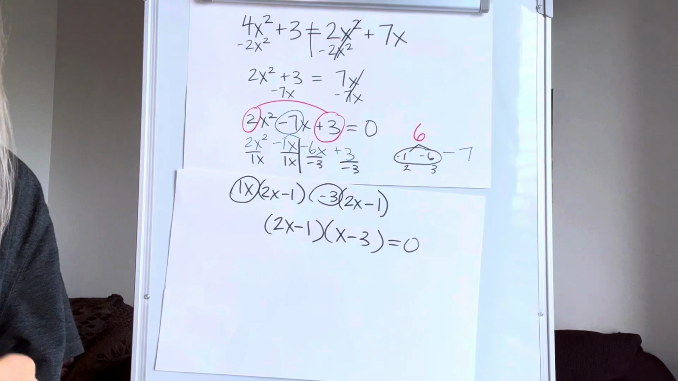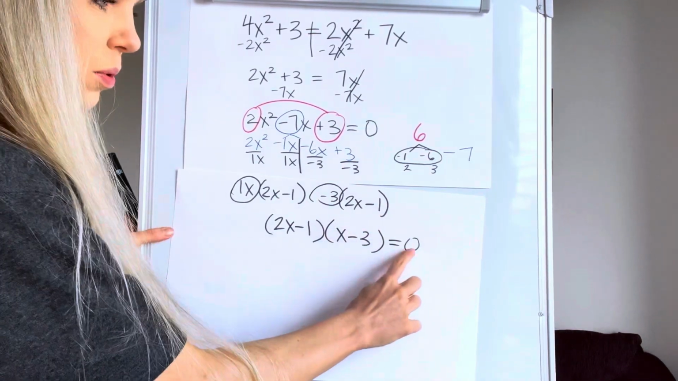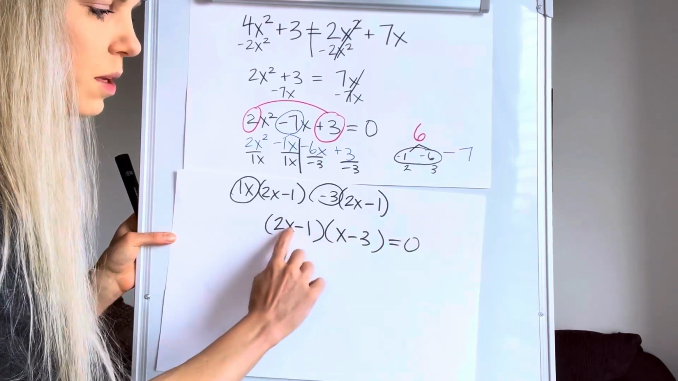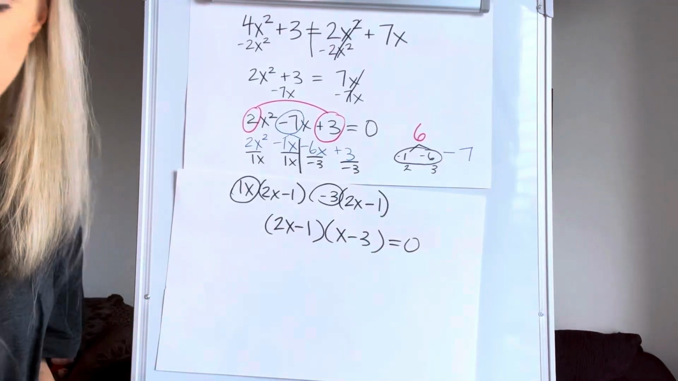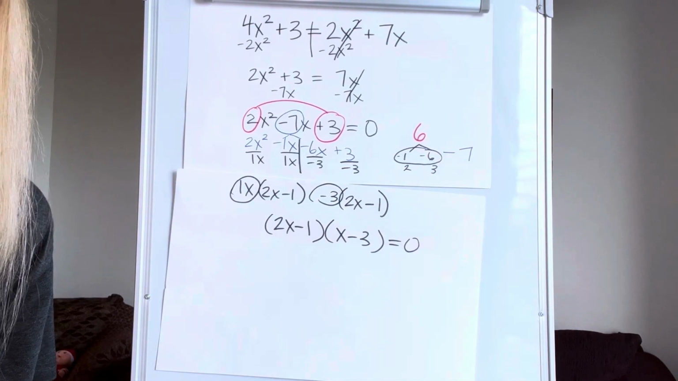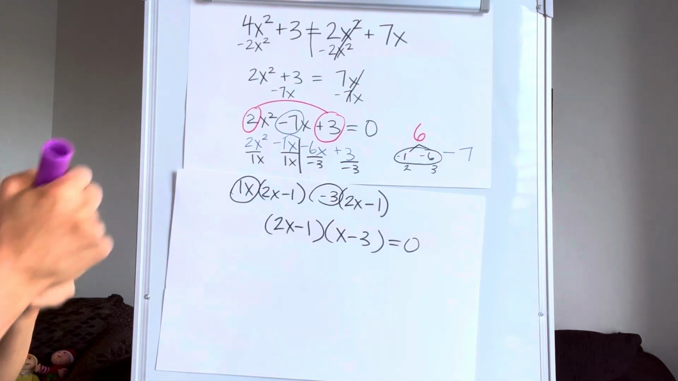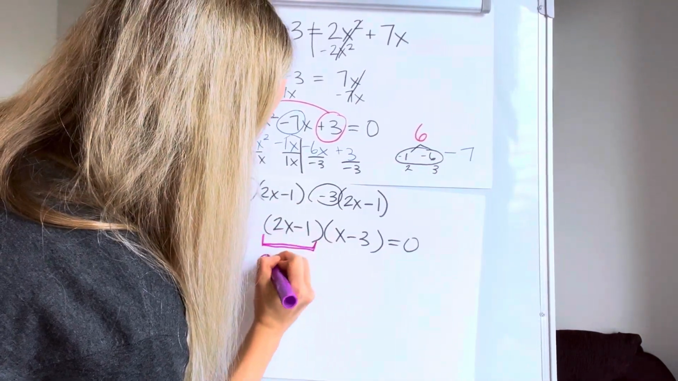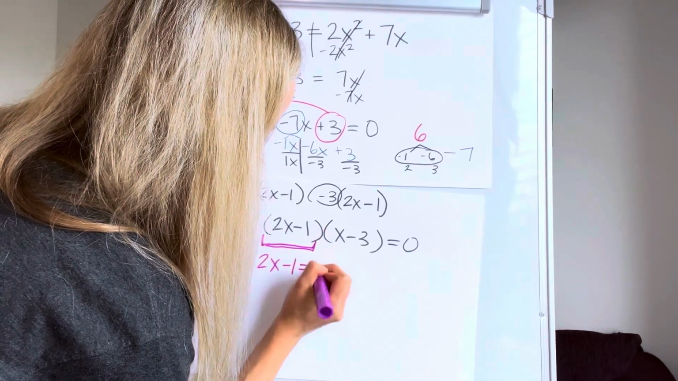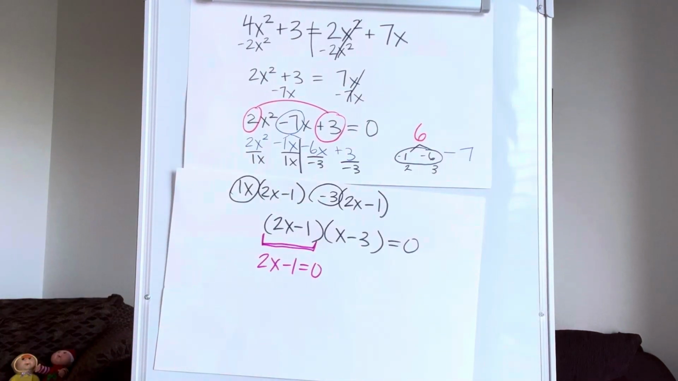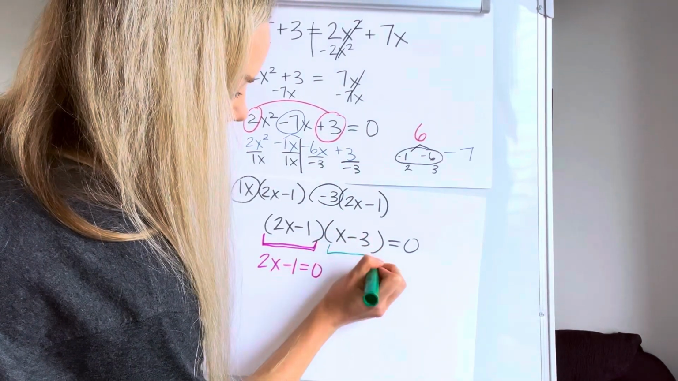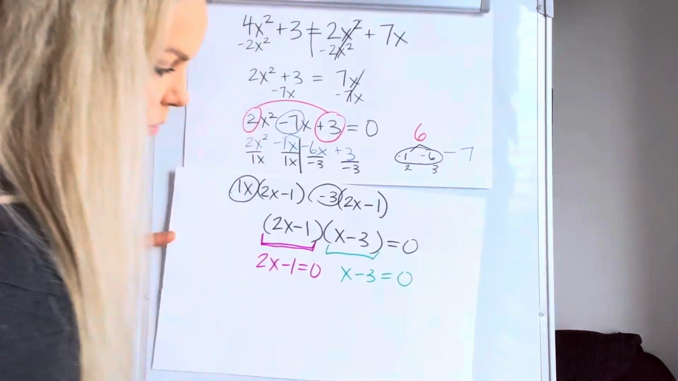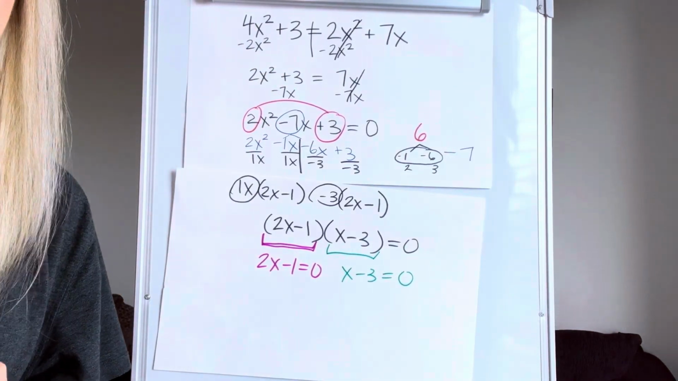Now that we have it in its factored form and set equal to 0, that's important, because if you multiply two things together and get 0, that means one of the factors was 0. 2 times 3 can't get you 0, but 2 times 0 would give you 0. From here, it's called the zero product property. Either this factor equals 0, or this factor equals 0. A factor is anything that is multiplying. So you set each set of parentheses equal to 0.